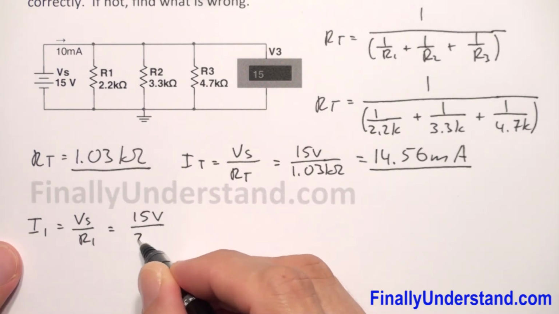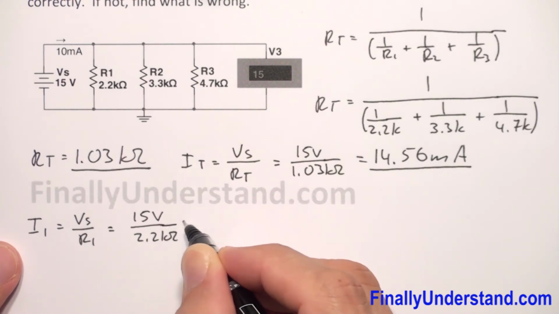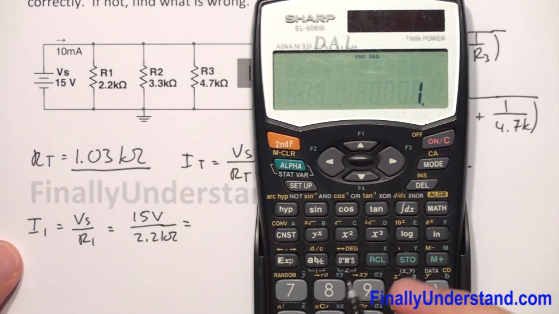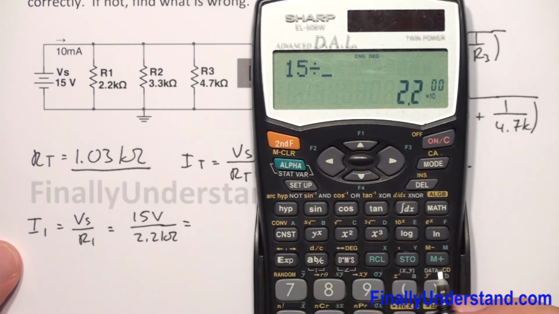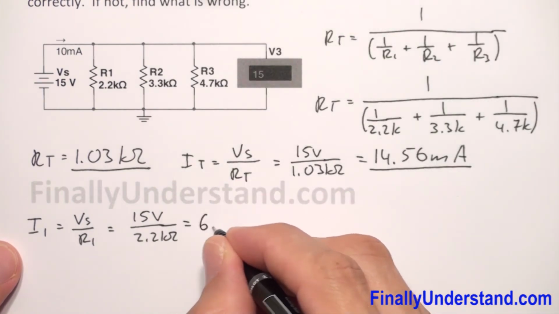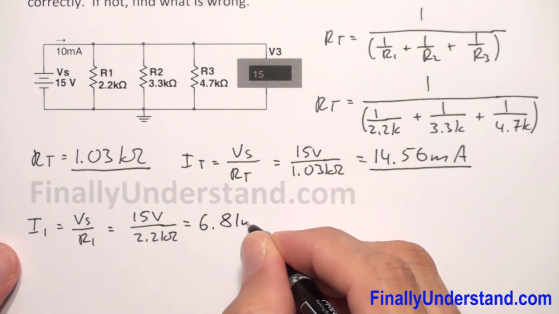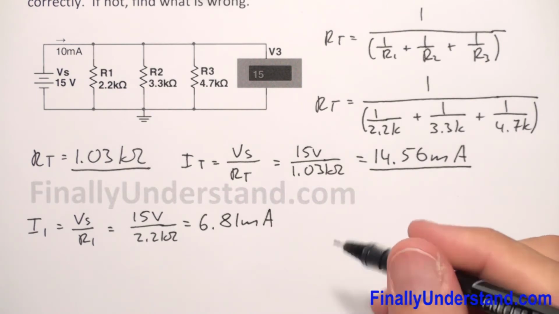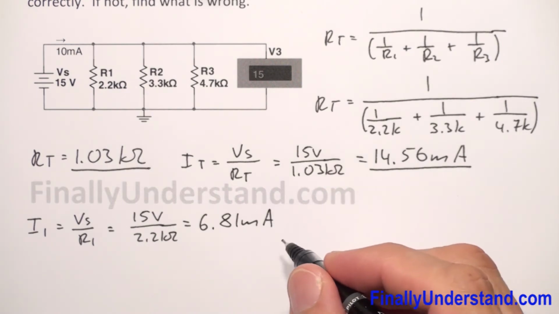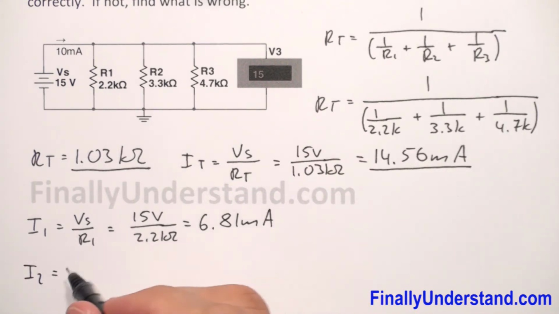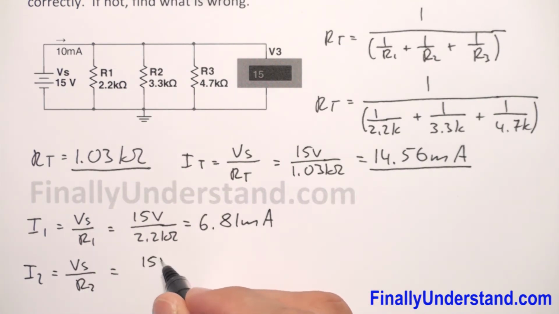15 volts divided by 2.2 kilo ohms. So I have 15 divided by 2.2 exponent 3 is equal 6.81 milliamps. This is the current which theoretically is supposed to flow into resistor R1. Next, I'm supposed to find I2. I2 is equal voltage source over R2.